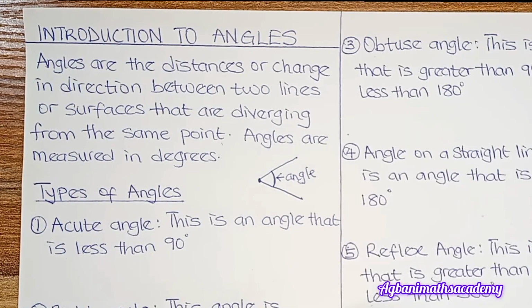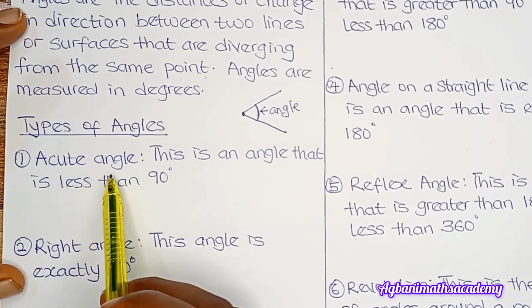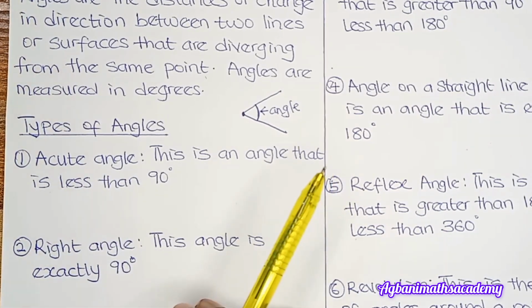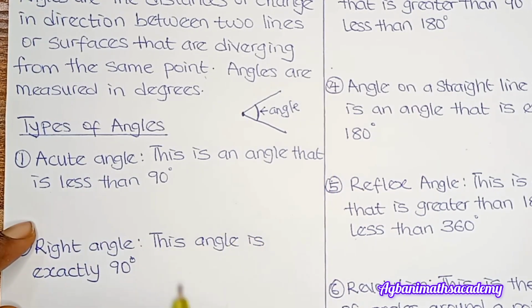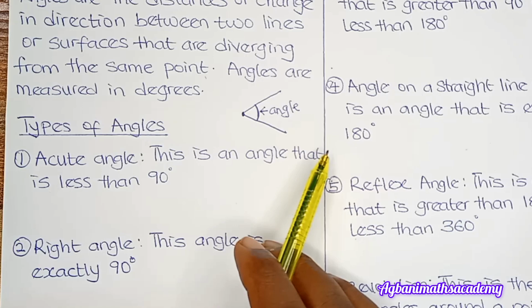We're going to look at the different types of angles that will serve as a foundation for our subsequent lessons. The first type is the acute angle. This is an angle that is less than 90 degrees. Remember, angles are measured in degrees. So an acute angle is any angle that is less than 90 degrees.